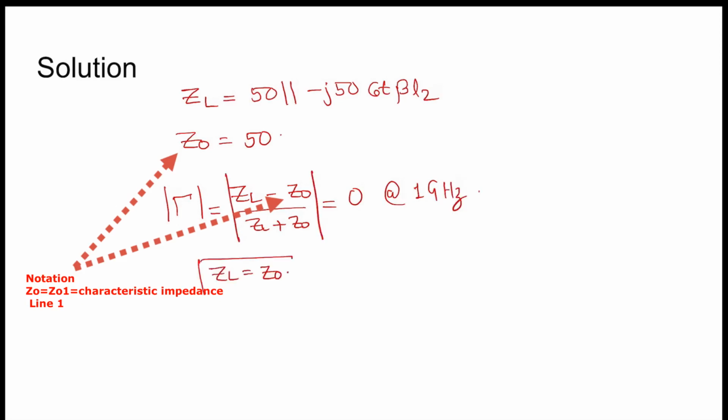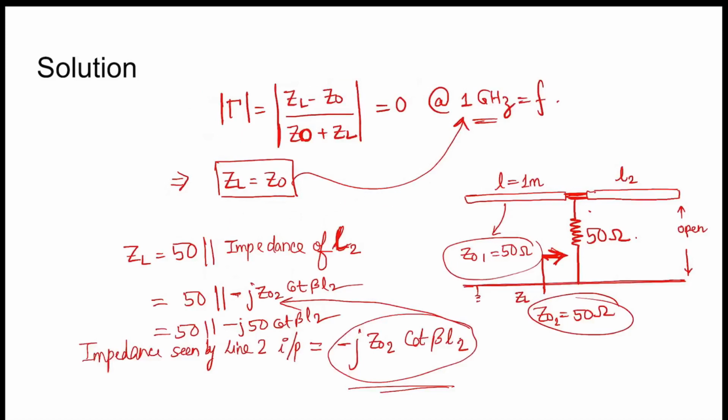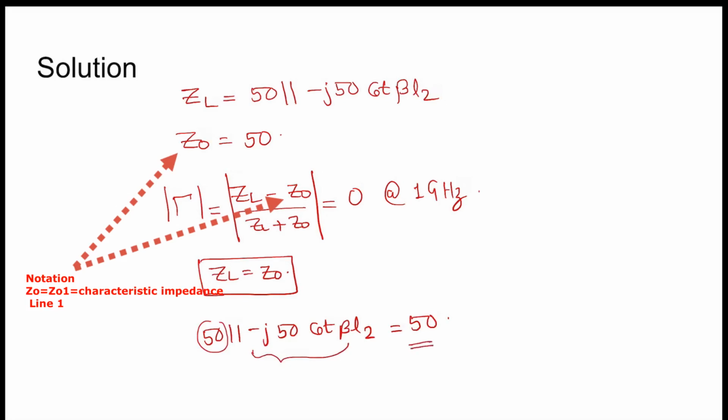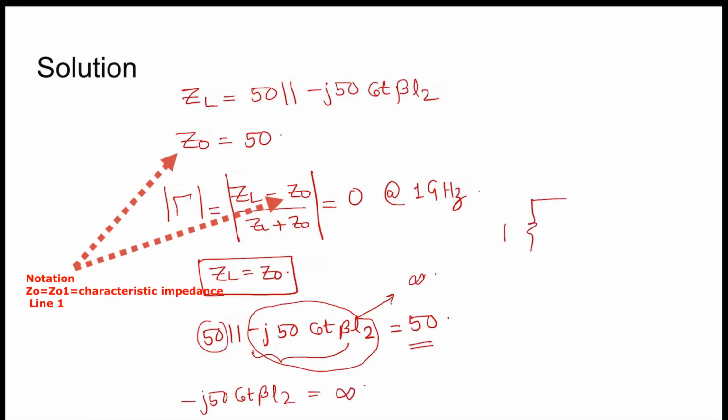So this is possible, Z0 equal to Z0 should be right. Now ZL equal to 50 parallel minus j50 cot beta L2 should be equal to Z0, which is 50. Now a resistance in parallel with some resistance is the same as that resistance. When is that possible? When the other resistance is very huge, right? So minus j50 cot beta L2 must be equal to infinity.